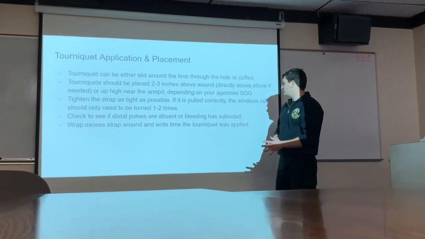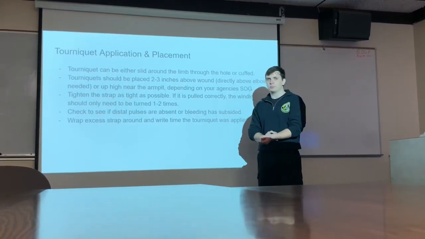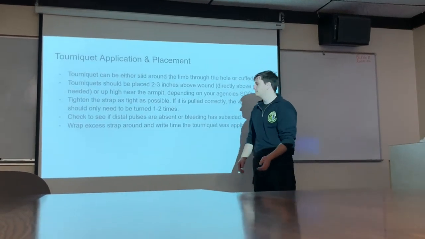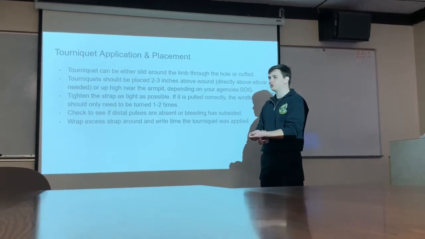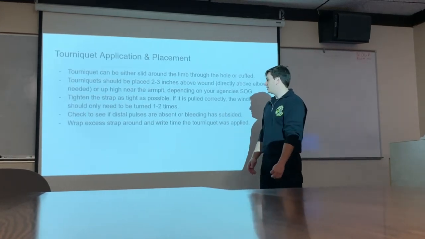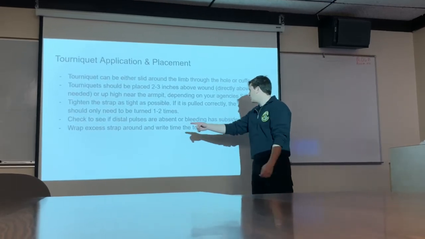Once you have seen that the tourniquet is working, you're going to want to check for distal pulses. So again, either your radial pulse or the one on the top of your foot. Feel for those. Those should be absent, or your bleeding is stopped. And then when you're done with that, wrap the excess strap around, and then again, write your time on the tourniquet.